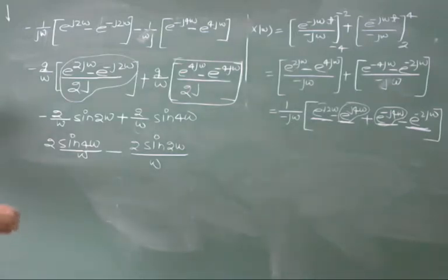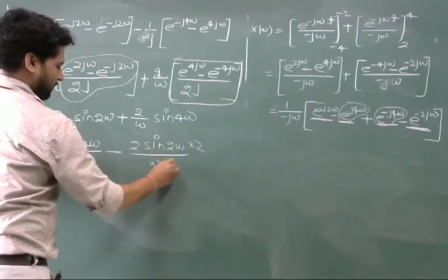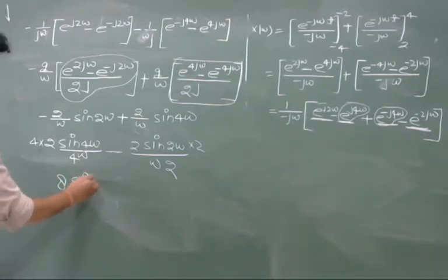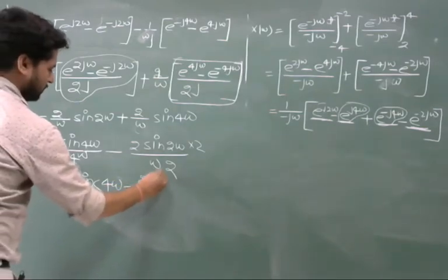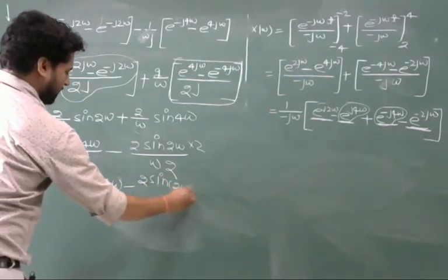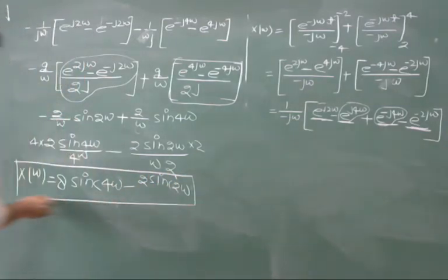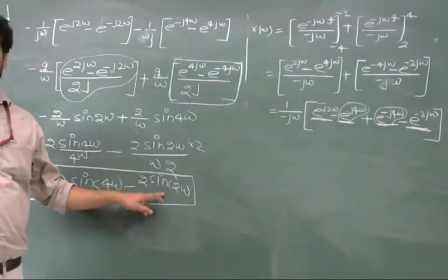If I multiply and divide in this expression by 4, and in this expression by 2, so into 2 divide by 2, this will become 8. Instead of sine, this will become sinc function: 8 sinc 4 omega minus 2 sinc 2 omega. This is what will be the Fourier transform of the given pulse from minus 4 to minus 2 and from 2 to 4. It is 8 sinc 4 omega minus 2 times sinc 2 omega.